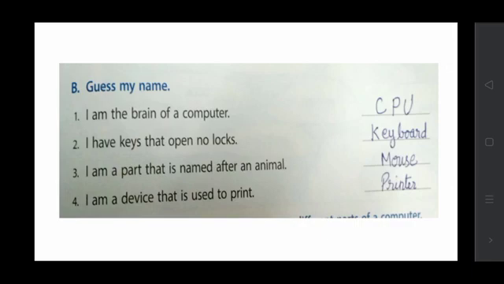Then the second part, the B section. Guess my name. I am the brain of a computer. Who am I? I am the CPU. I have keys that open no locks. I have so many keys that open no locks.